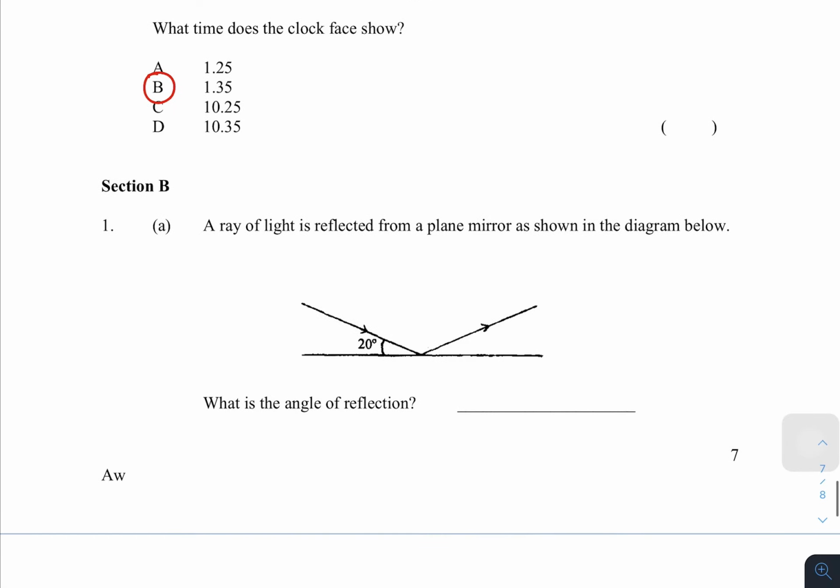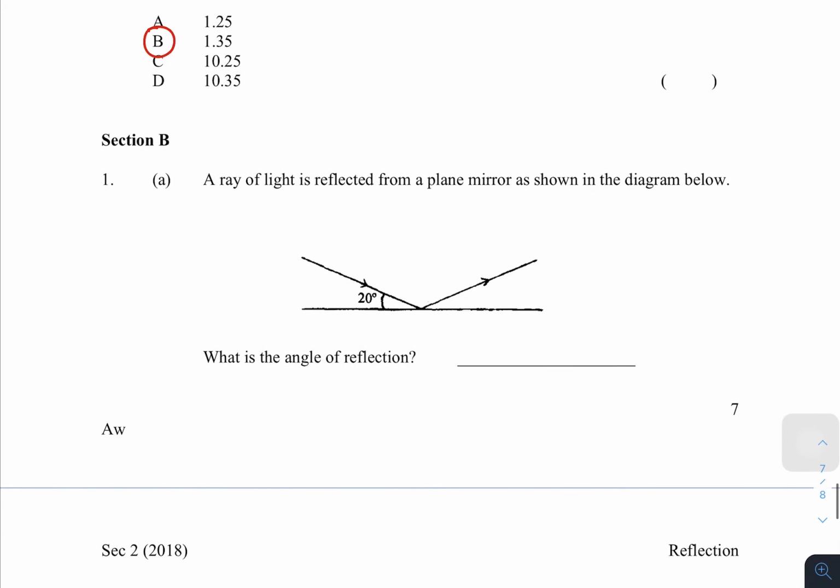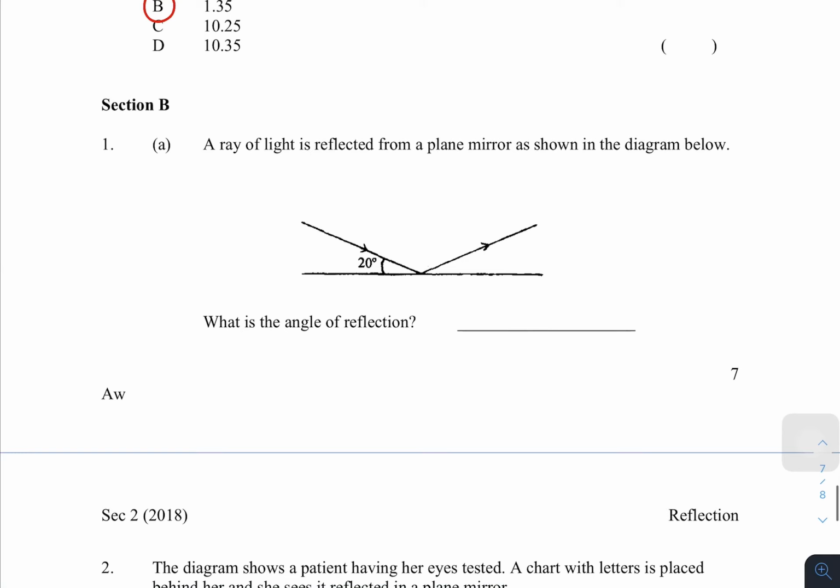Now B, a ray of light is reflected from a plane mirror as shown in the diagram below. So actually we can put in this normal line, because it is very important to include the normal line first. Now what is the angle of reflection? Before the R, we need to find what is the I. Since I is equal to 90 minus 20, we have 70 degrees. R must also be 70 degrees, equal angle.